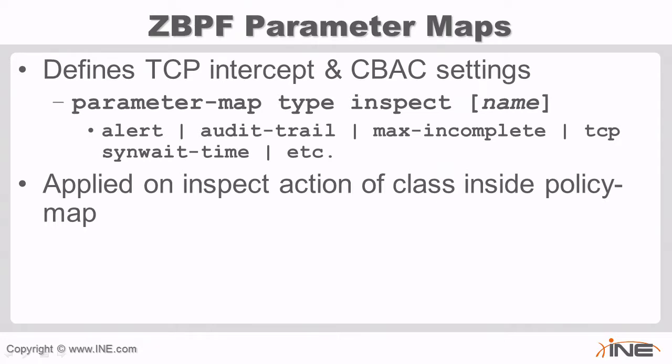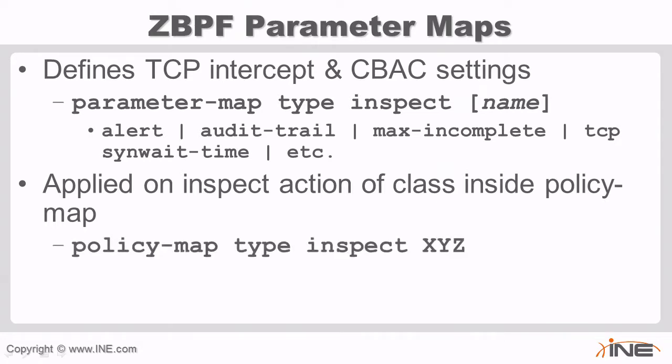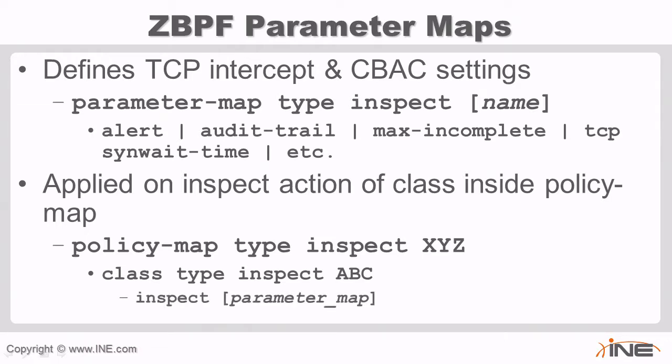Once we define the class, then we are going to define our policy map type inspect. Inside the policy, we are going to reference the class. Then we're going to choose our action. So are we going to inspect the traffic? Are we going to drop it? Are we going to pass it? In this case, for the parameter modifications, we're going to use the inspect command followed by the particular parameter map's name.